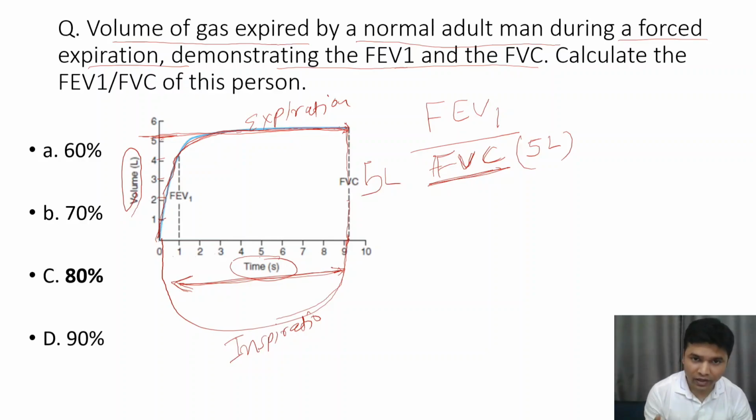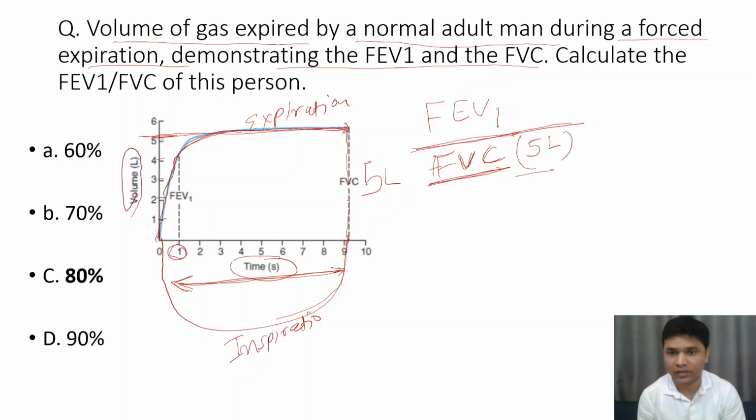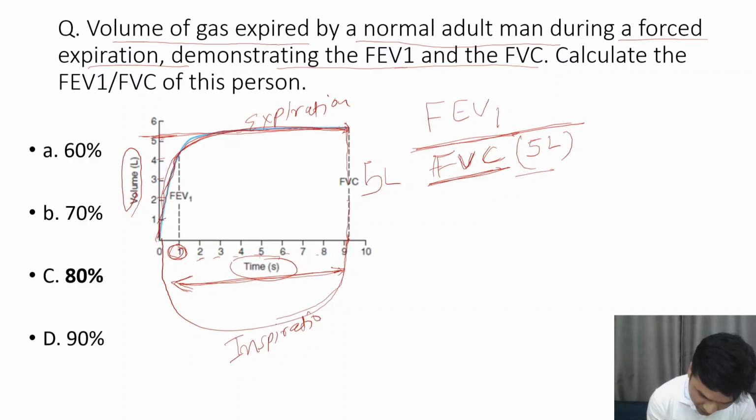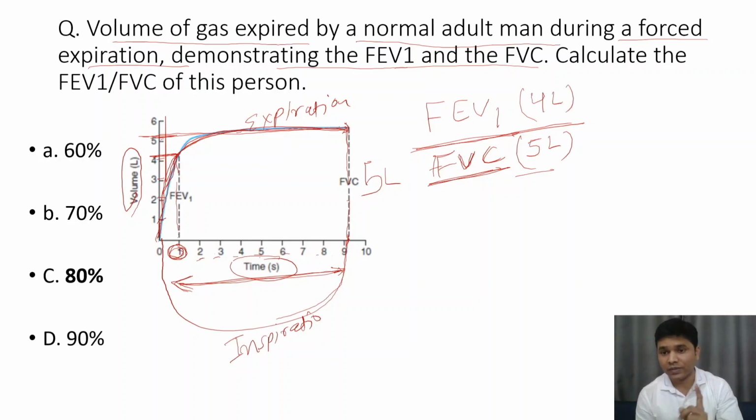But here we also have to consider FEV1. So what is FEV1? FEV1 is the forced expiratory volume in the first second: out of this 5 liters, how much air is expired in the first second. So we are looking at the first second. In the first second, this expiration graph reaches around 4 liters. We can easily say this is around 4 liters. So 4 liters is expired in 1 second, and total expiration maximum is 5 liters.